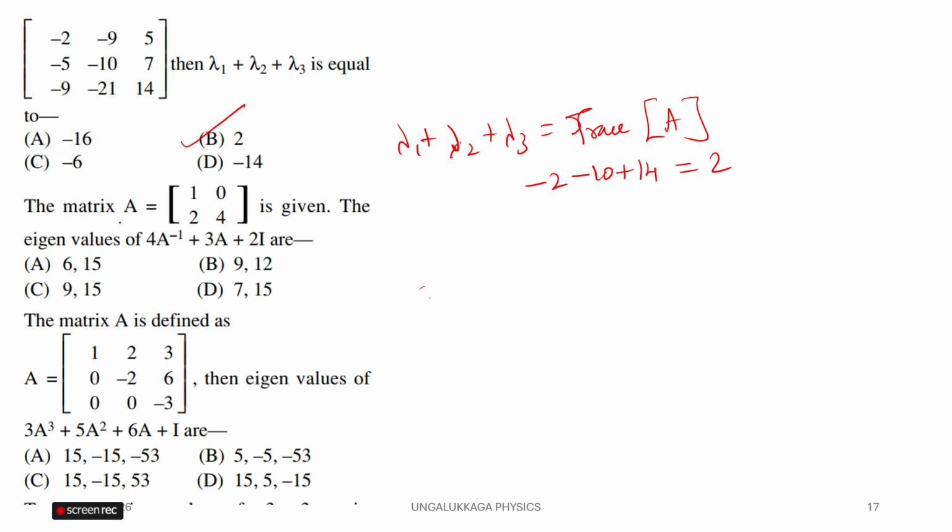For the matrix A, we have a 2 cross 2 matrix. The eigenvalues of 4A inverse plus 3A plus 2I are.